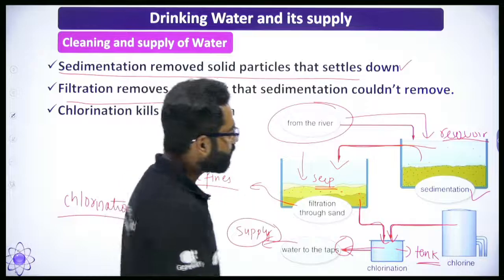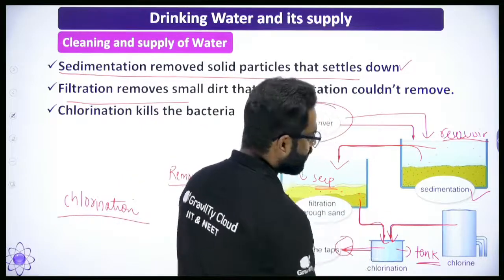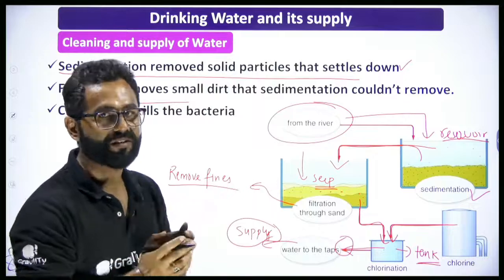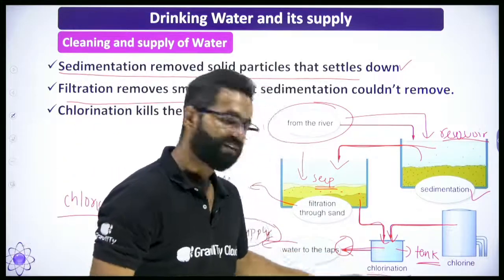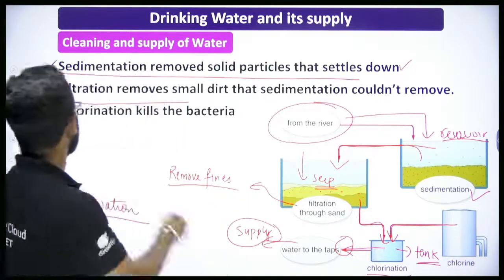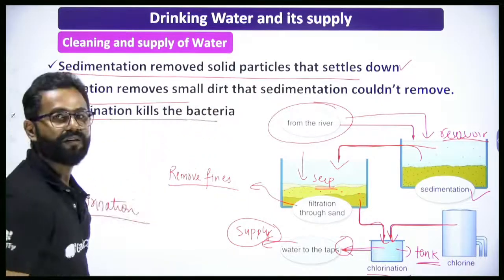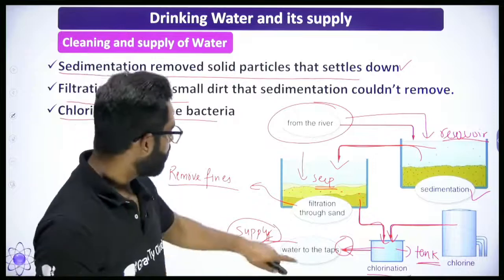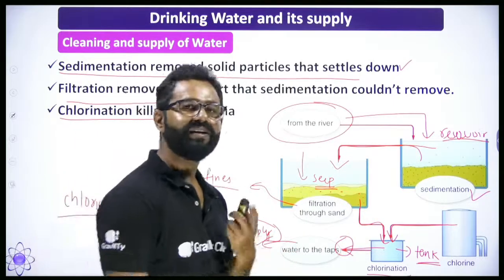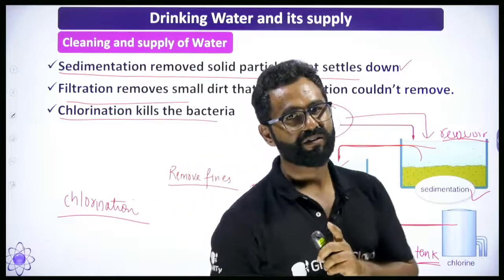Then the water which we get from the bottom is taken into this tank. Chlorine is taken from here. Both are mixed and chlorination occurs. Because of chlorination, what will happen? The harmful bacteria will be killed, right? Chlorination kills the bacteria. Once the chlorination is over, we get the water through the taps. And this is how we can easily get the pure water, right?